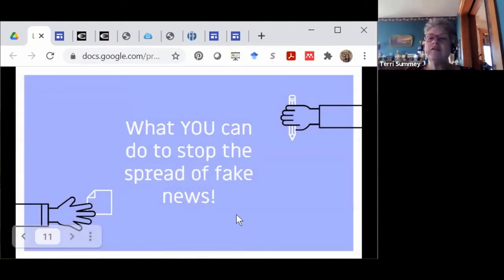So one of the things with fake news is we are responsible for the spread of fake news. Sometimes we want to blame it on the algorithms in Google, or we want to blame it on the media. But we are the ones that are responsible because we're the ones that share things. We're the ones that continue those conversations. So what can we do to stop the spread of fake news?